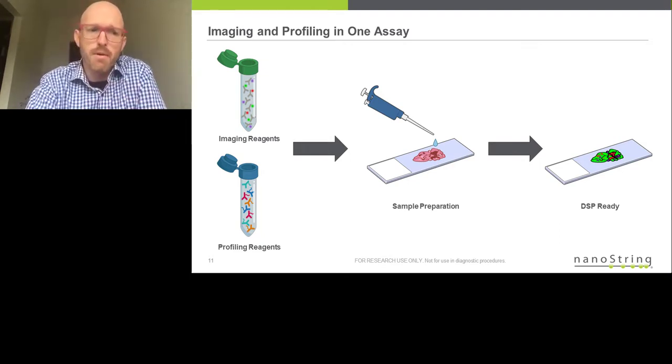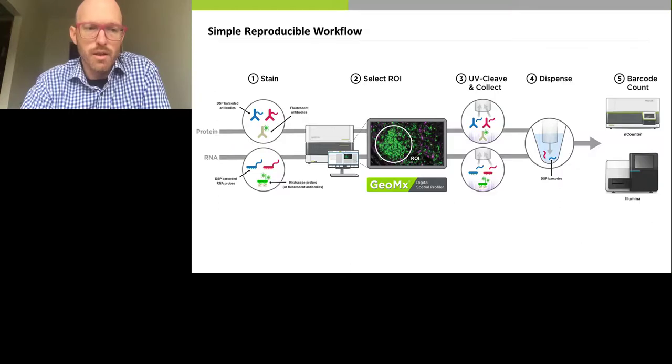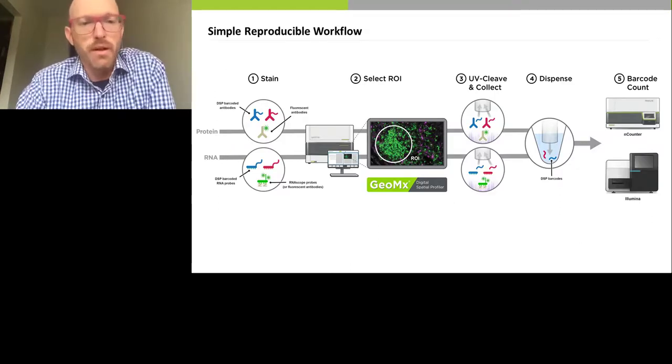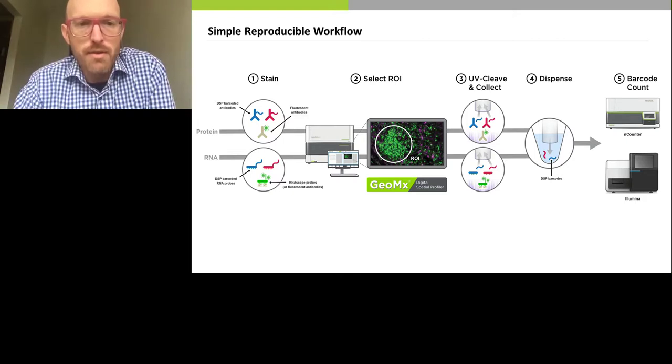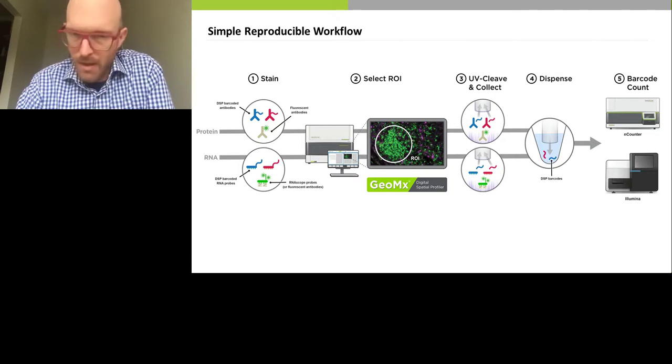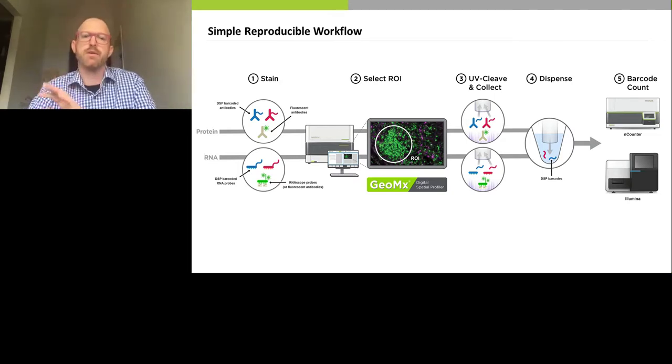You'll prepare the sample, and then you'll place it on the Digital Spatial Profiler. On the instrument, you'll actually select your regions of interest. I'll dig into what that actually means and the flexibility of that process. But then the system will allow you to cleave the oligos from every specific region. It collects those oligos and dispenses them in a well in a 96 well plate. And then you count them on either the nCounter or the Illumina sequencer.